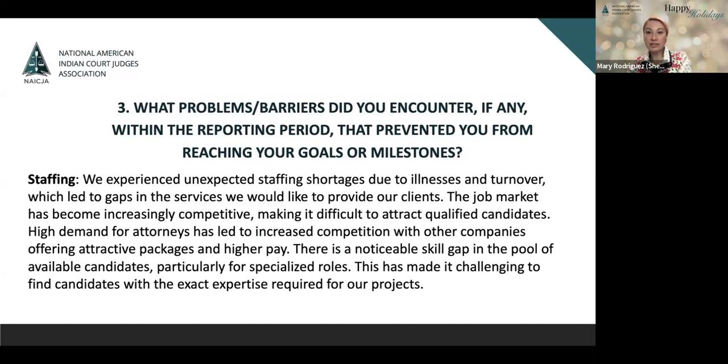So here's one example of staffing. This one was talking about how we experience unexpected staffing shortages. In this case, it was illness, gaps in services, and the snowball effect of not having enough staff, and basically how it made it difficult to accomplish some of their goals.